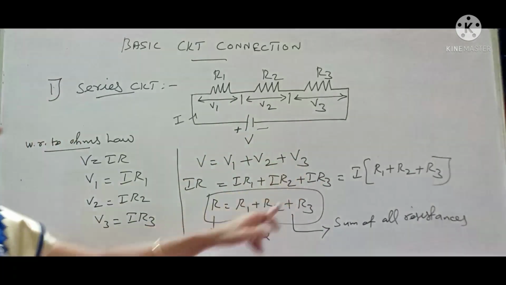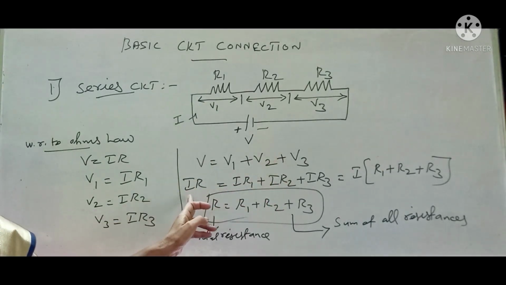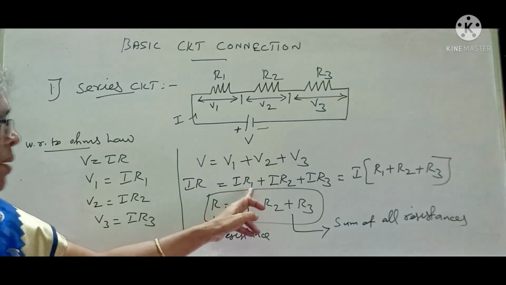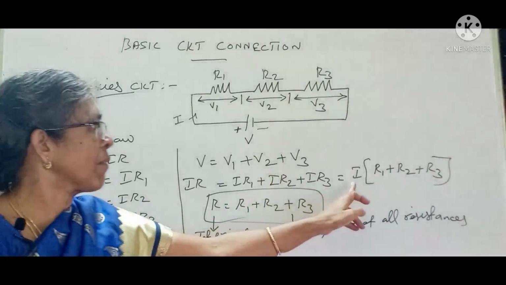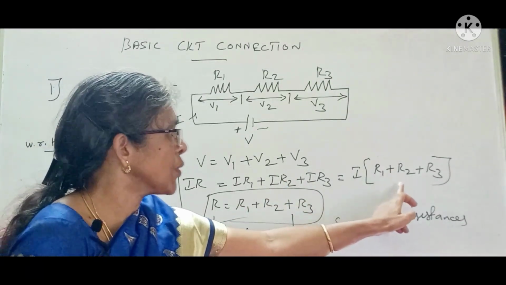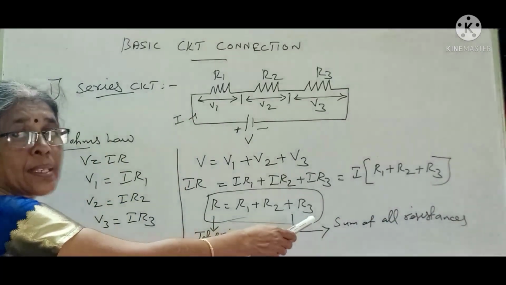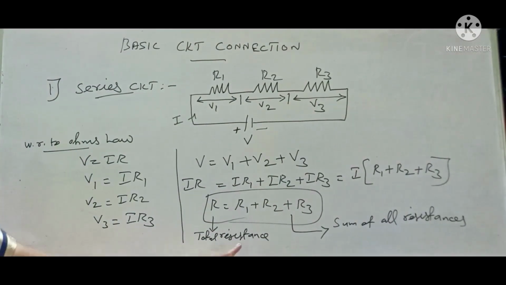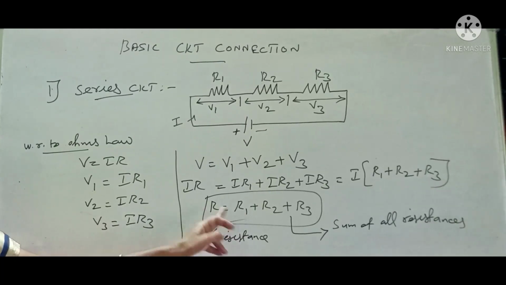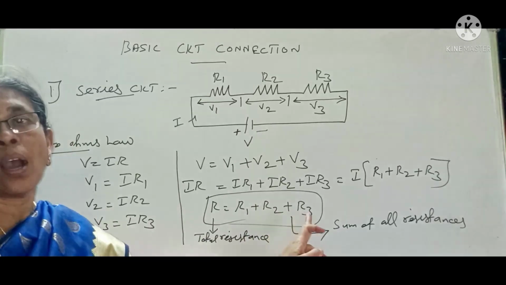Substituting the values of V, V1, V2, V3, we get the equation IR equals IR1 plus IR2 plus IR3. Cancelling I, we get R equals R1 plus R2 plus R3. This equation represents the total resistance R as the sum of all three resistances R1, R2 and R3.